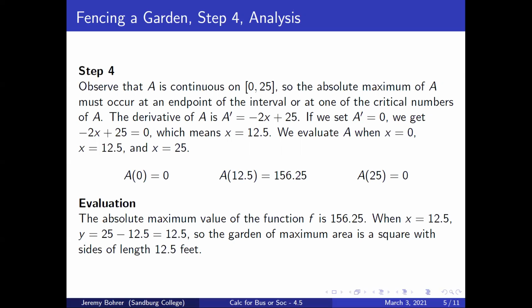The absolute maximum value of the function A is 156.25. When x equals 12.5, y equals 25 minus 12.5, which is equal to 12.5. So the garden of maximum area is a square with sides of length 12.5 feet.